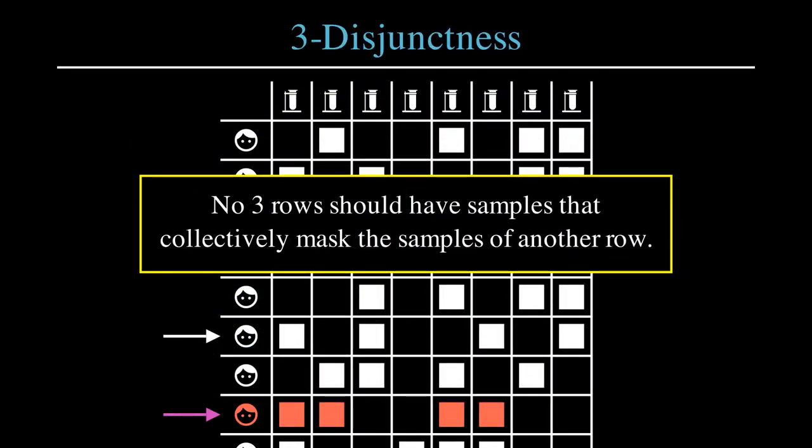So the question we face now is, how do we design tables that are 3 disjunct? Intuitively, we want that the samples in various rows don't overlap too much. How do we create barely overlapping rows? For this, we'll look at an even more fundamental and well-studied pattern.